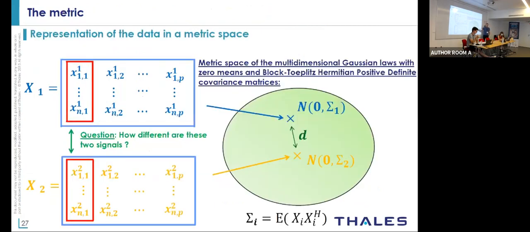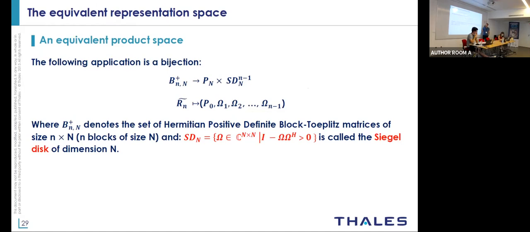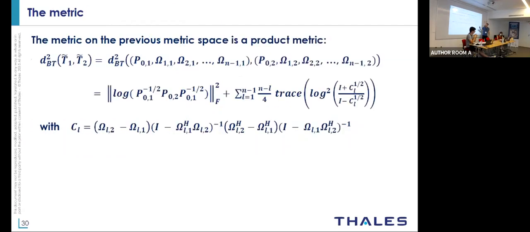As in the first part, I will use the information geometry metric to compute the distances between the corresponding normal distributions with block Toeplitz covariance matrices. Once again, there is an equivalent representation space, which is still a product manifold. The first coefficient is a Hermitian positive definite matrix, and the other coefficients are in the Siegel space, the space of complex matrices with singular values lower than 1. It generalizes the Poincaré disk to the set of complex matrices. Once again, we are lucky because the metric in this product space is a product metric, so it's better for us to use this product space.